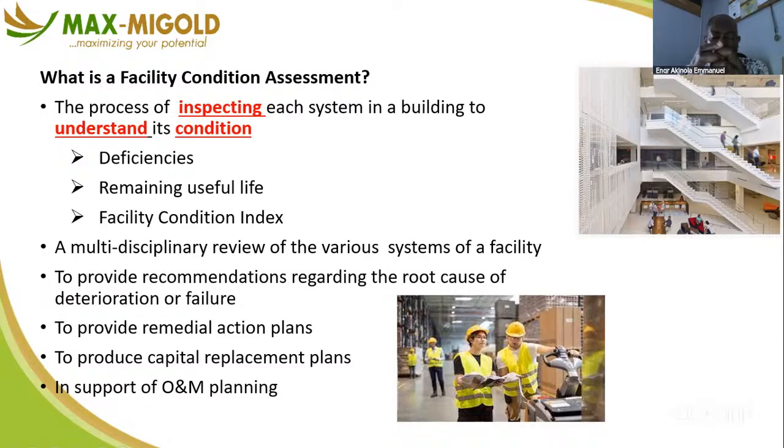When you inspect, you are able to itemize what the deficiencies are. Then when you itemize the deficiencies, it is easier for you to estimate the remaining useful life for that particular building or asset. Your inspection can also help you to formalize what is referred to as the facility condition index, which is still part of what we're going to discuss in today's module.